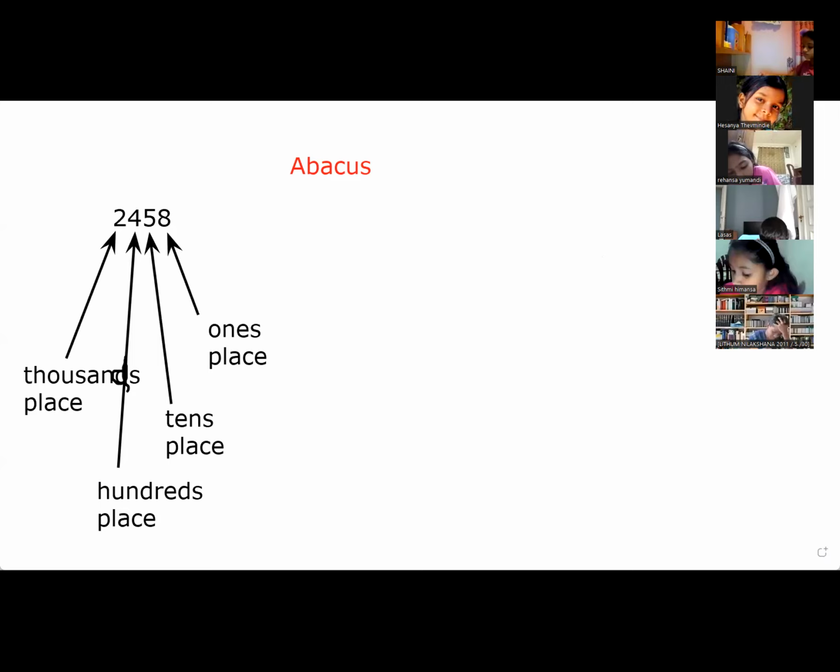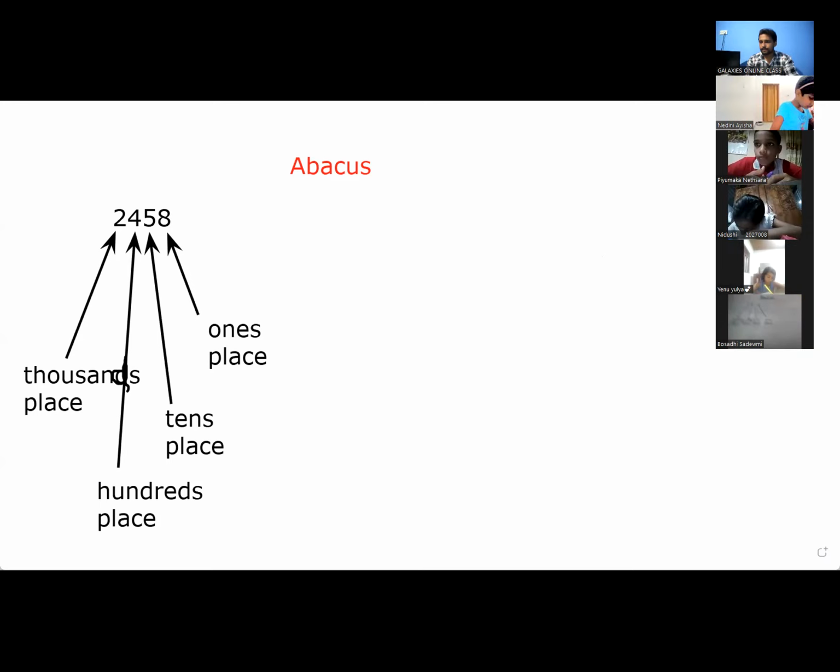Right? How many digits? There are 4 digits, no? Right? There are 4 digits. So, you have to draw 4 rods of the abacus.